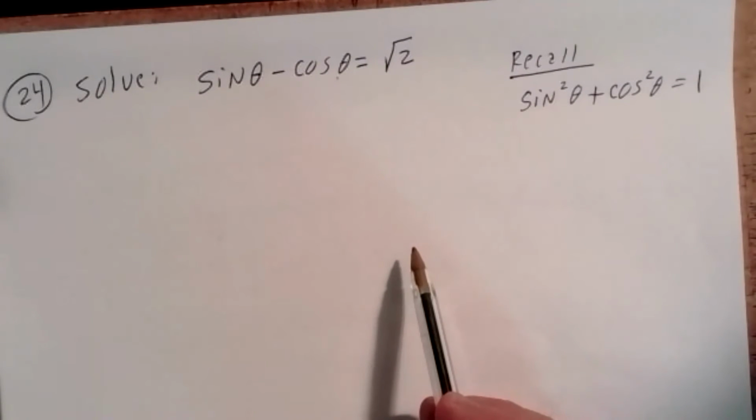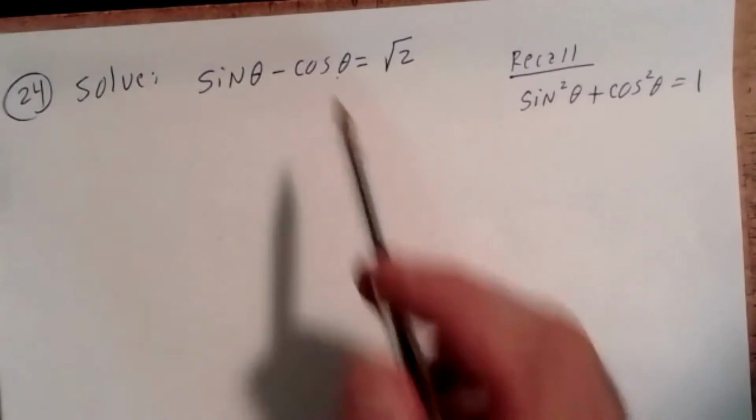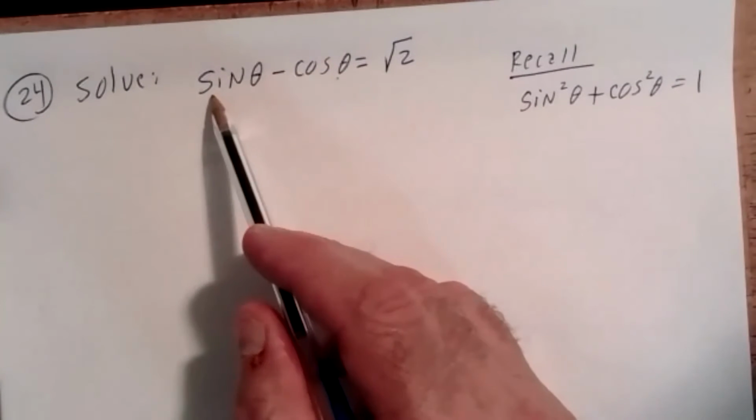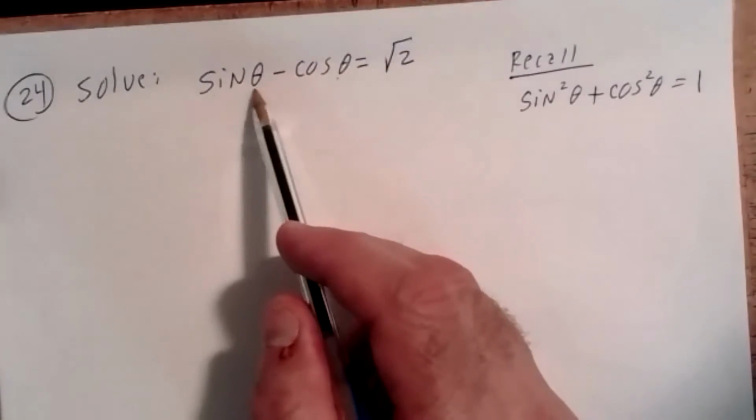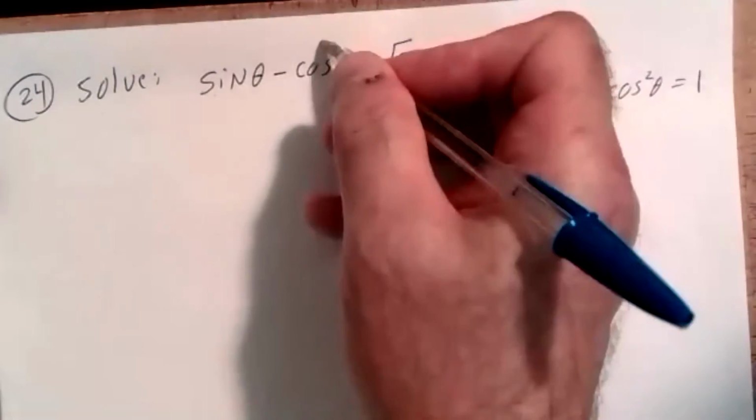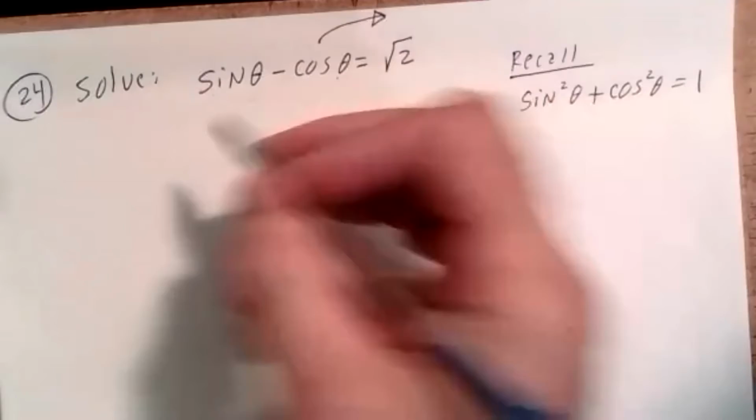All right, so we seem to be having a problem with that. Tell you what, before I square both sides, let's just try to isolate one of these trig functions on the left side. Let's try to isolate the sine function. So let's add cosine theta to bring it over to the right side.